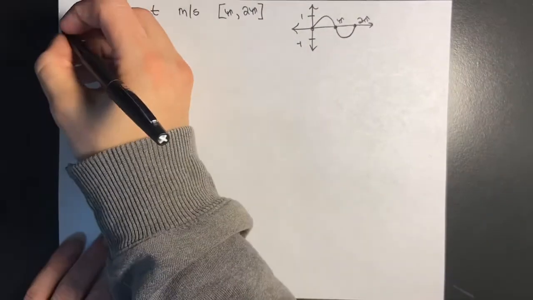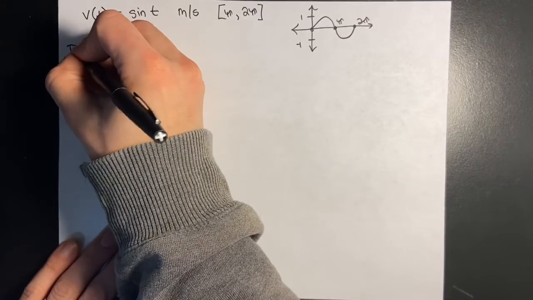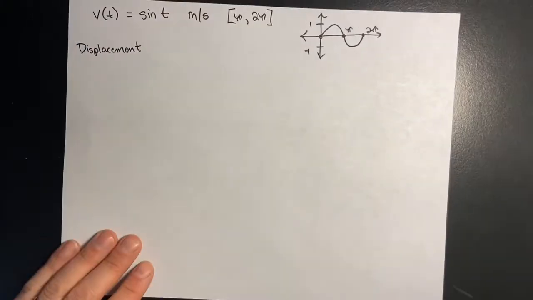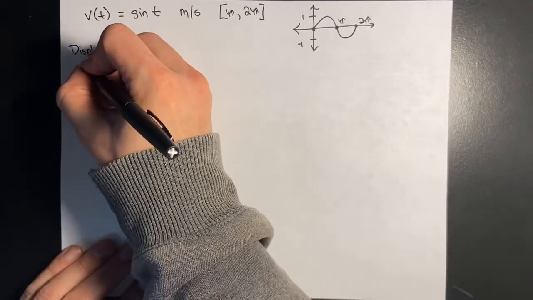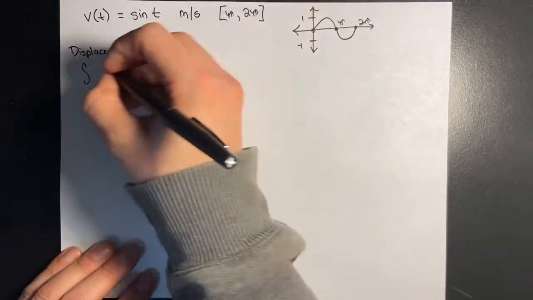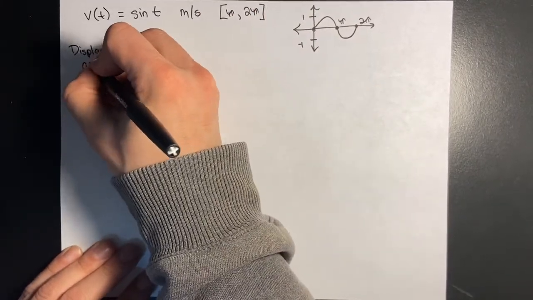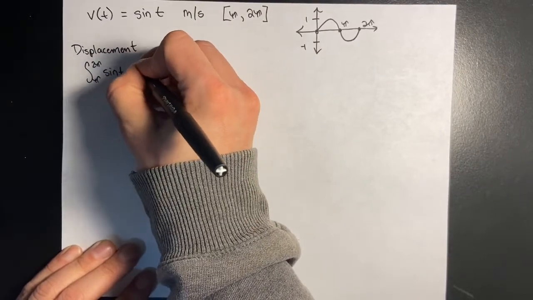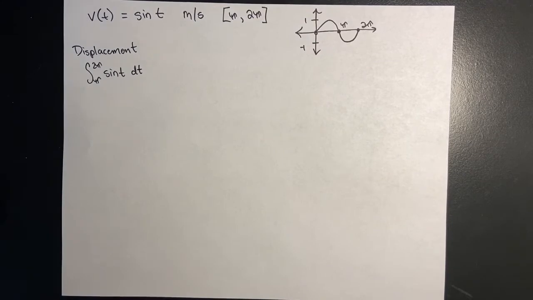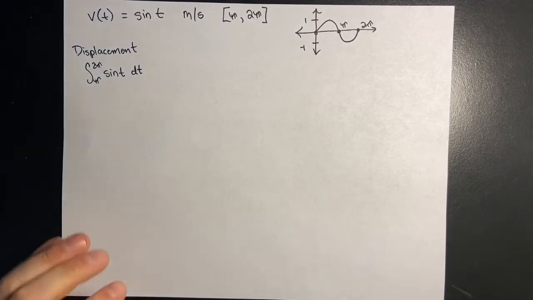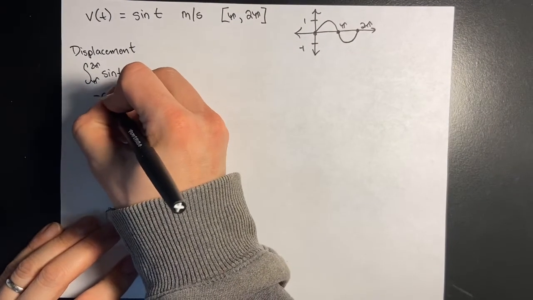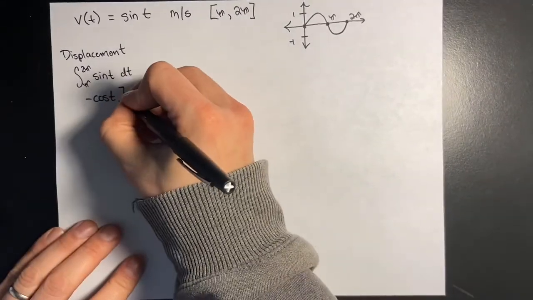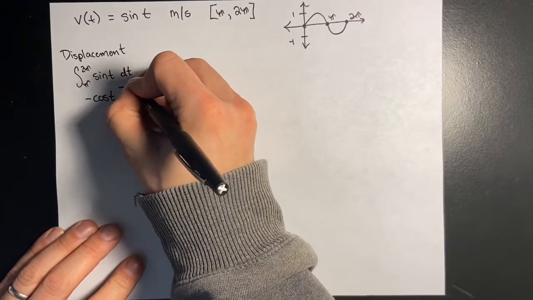So let's deal with displacement first. Okay, where do I end up? Displacement. Remember, displacement is just the integral between pi, in this case, and 2 pi of my regular velocity function dt. The integral of positive sine is negative cosine, and that's between pi and 2 pi.